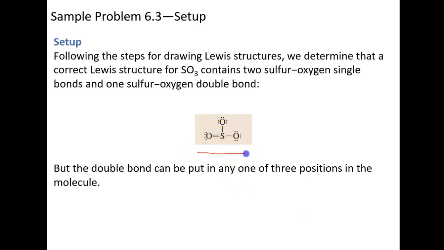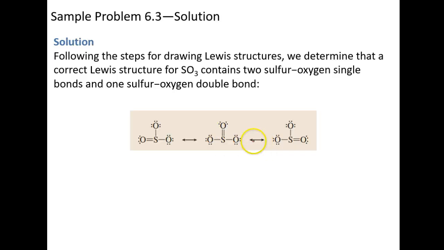So here's the structure for SO3. Does this molecule have resonance, yes or no? Hopefully you answered yes because you have a double bond. You can draw the double bond here instead, all right? Or you can draw the double bond there instead. So yes, there is resonance. Here are the 3 resonance structures, okay?